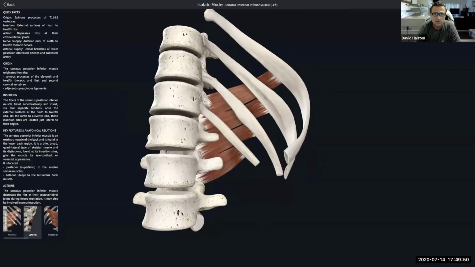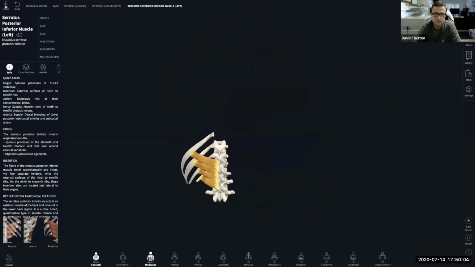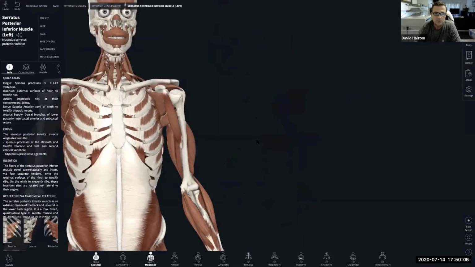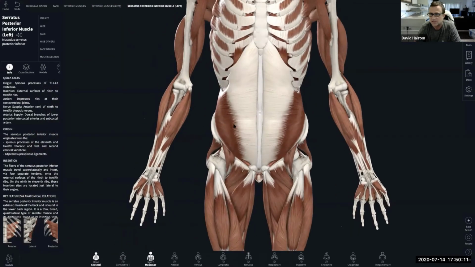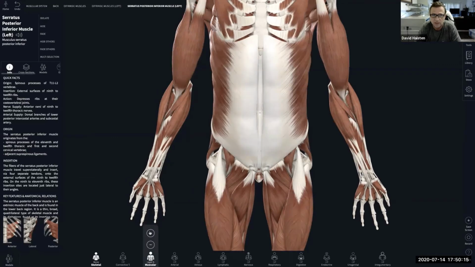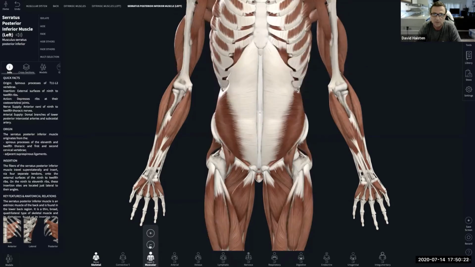Anterior view, lateral view, posterior view. Serratus posterior inferior. So clearly it's going to pull on ribs 12, 11, 10, and 9. Pull them down. Transversus thoracis, you can't even see it. Well, here we have transversus abdominis, just basically all your abdominal muscles collectively, all of them will compress on your abdomen and increase pressure.